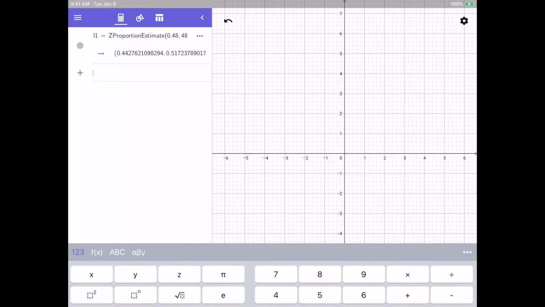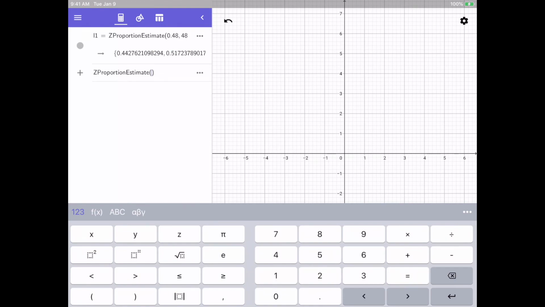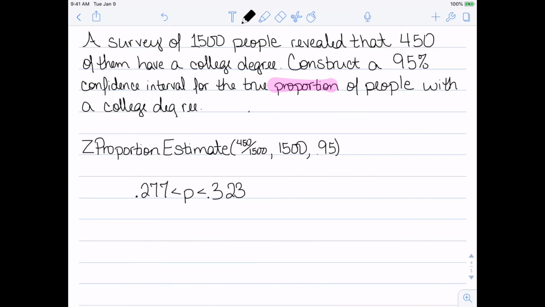Here's the calculator. We'll hit the 3 dots and select the Z proportion estimate. Our sample proportion was 450 out of 1,500. Our sample size is 1,500, and we wanted a 95% confidence interval. So we have 0.277 and 0.323. So we have that there is a 95% chance that the true proportion of people with a college degree is between 27.7% and 32.3%.